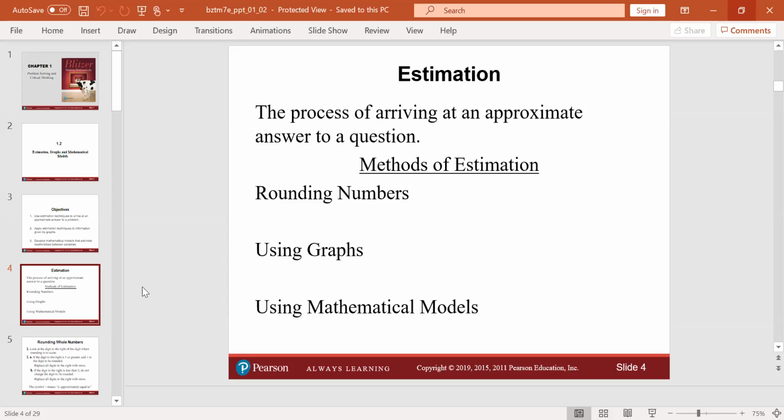Having estimation is useful because it gives you an idea and it can let you call nonsense, BS, on a problem.